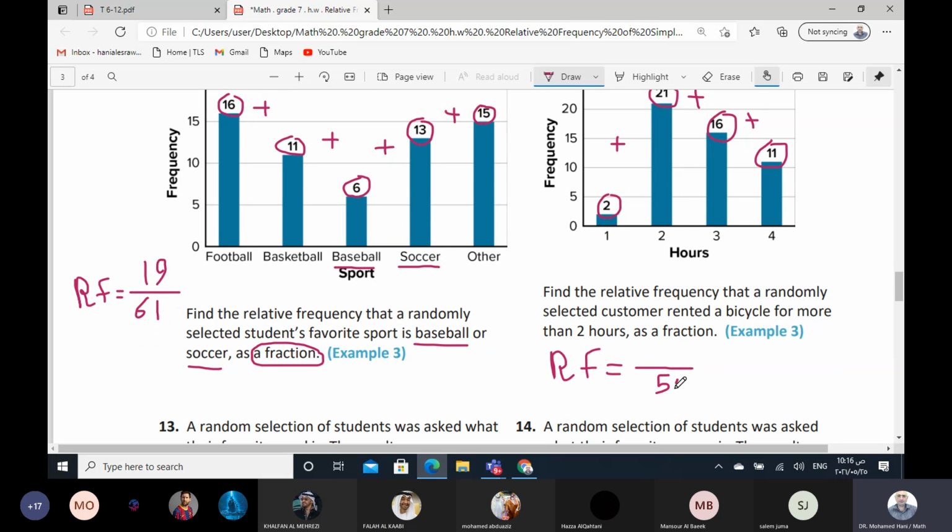Great. Thank you, Falah. Then here, as you see, we need more than 2 hours. Here, 1 hour, 2 hours. More than 2 hours means 3 and 4. So we can add 16 plus 11 will be 27. The answer as a fraction. My question now, is this form simplified, or we can do simplest form? Simplified, Mister. Who has any question here?